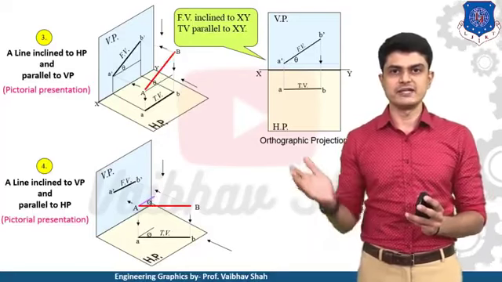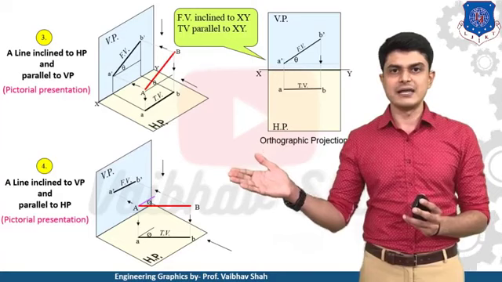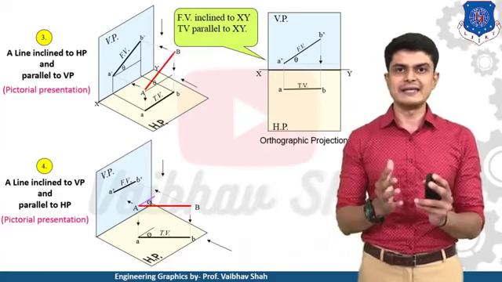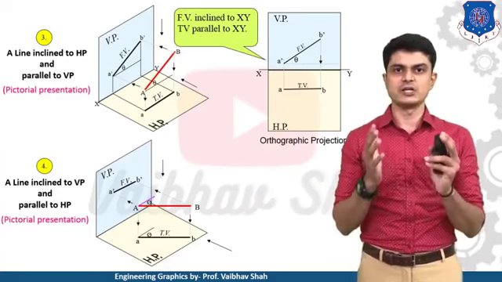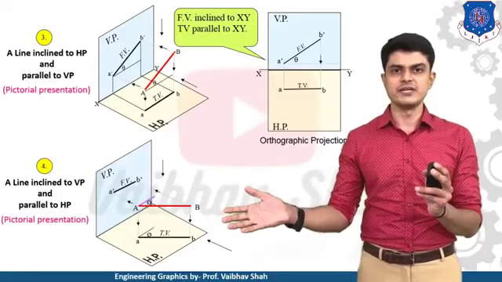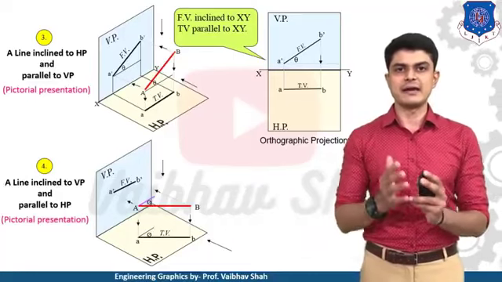So here you can see when we take the top view, we have a line inclined to the vertical plane at the angle phi. So whenever your line is parallel to any of the planes, you will have the true length and true inclination of the line in that plane to which the line is parallel.